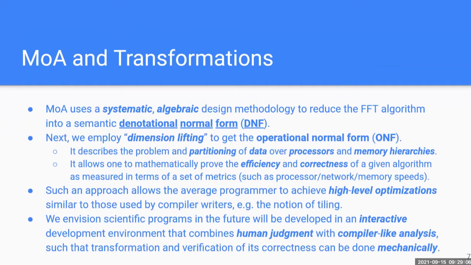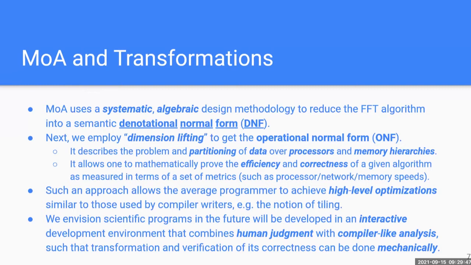So MOA is a systematic algebra defined to reduce the FFT algorithm to a denotational normal form. What does that mean? It means I use linear and multilinear transformations to take the high-level mathematical specification and reduce it to the least amount of computation needed. So all loop optimizations are done in the equivalent of an AST reduction system. It's done before compilation.